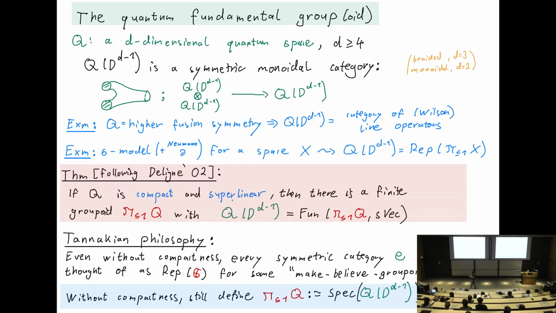Yes? So for D equals to 4, the boundary theory can have Wilson lines which form braided fusion categories that are not symmetric? For D equals to 4, the boundary theory will be 4-dimensional, and so it will be Wilson lines that are symmetric. For D equals to 3, it will be braided. That's right. And in that case, how do you extract a group out of it?